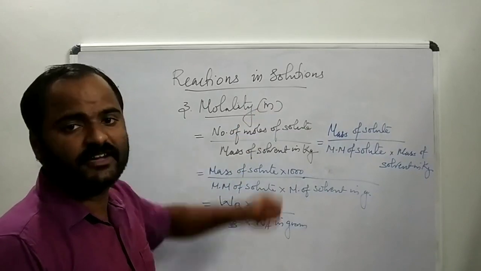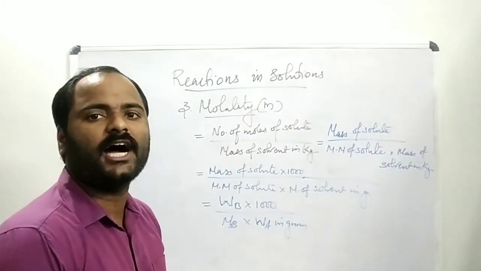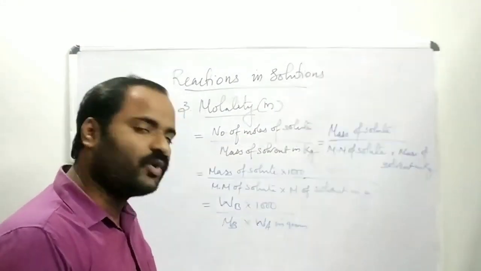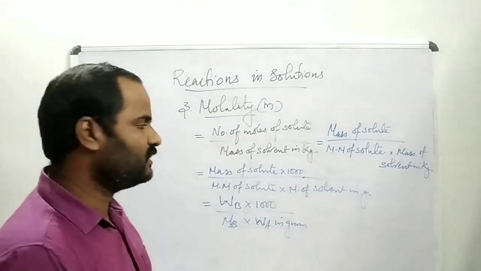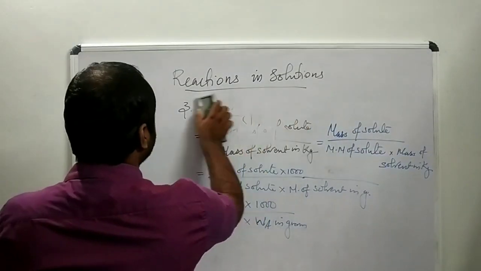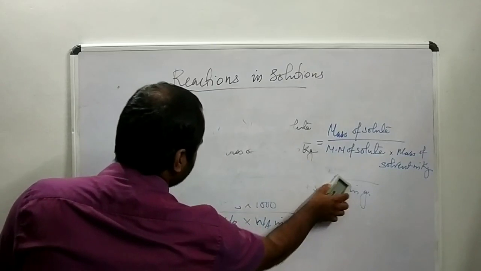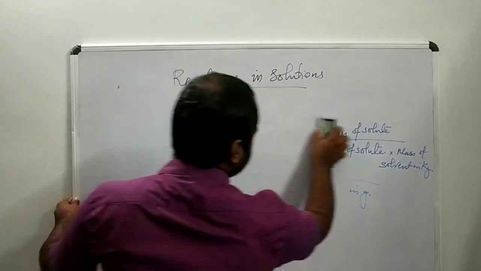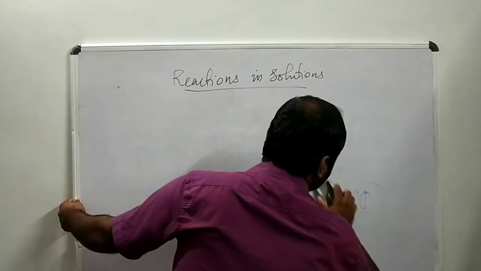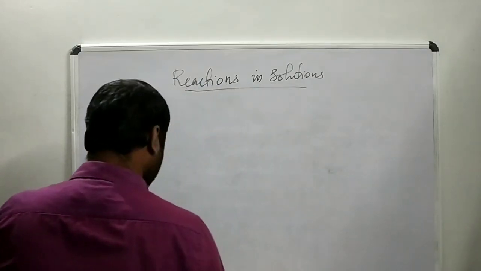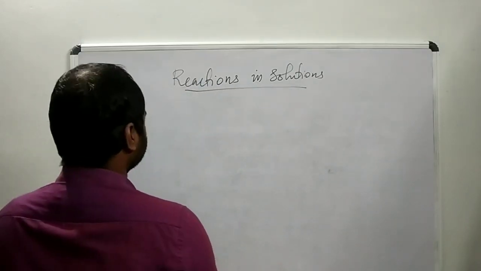So there is molality. It is represented by small m. Unit is molal or moles per kilogram. Are you getting me, students? Now we can move on to the last concentration term, that is mole fraction.